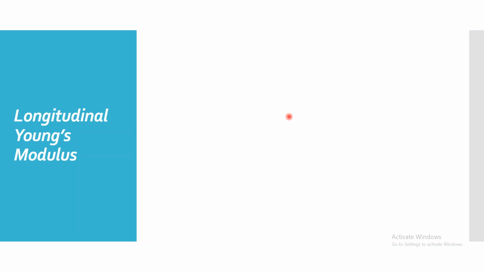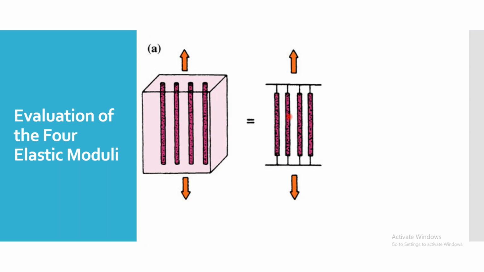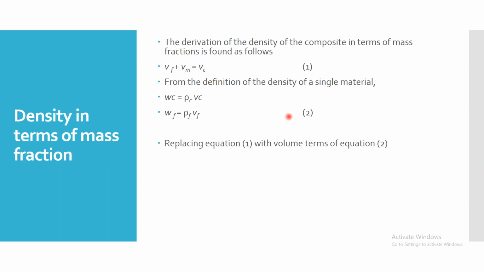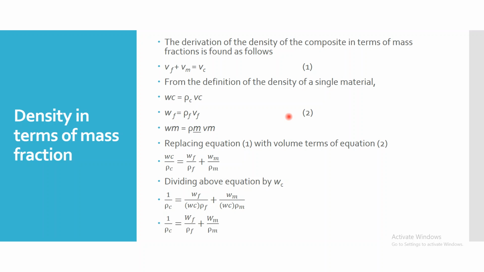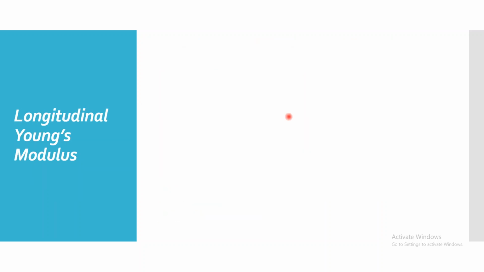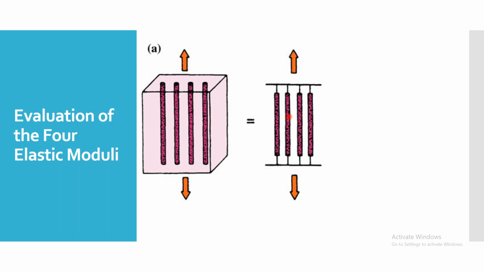Previously we have seen the longitudinal Young's modulus, as well as volume fraction, mass fraction, density in terms of mass fraction, and density in terms of volume fraction. Now today we are going to go to the next subsequent constants related to the composites.